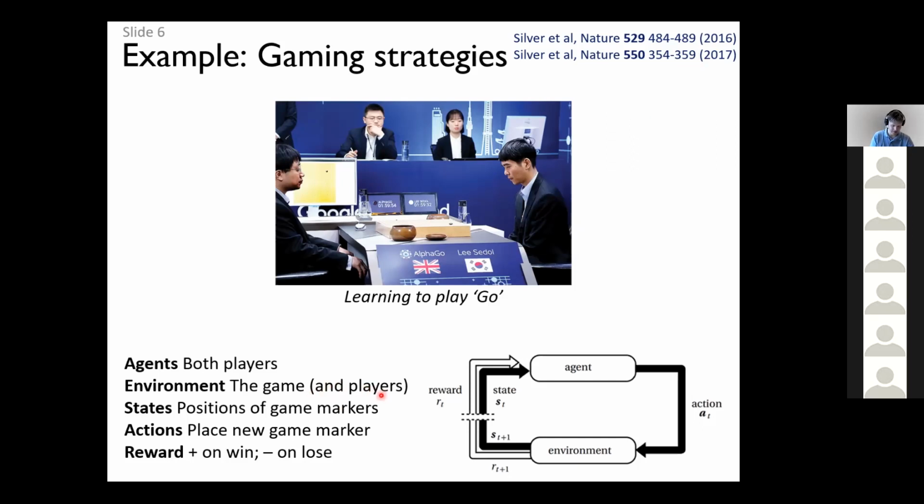So the environment, as in the last example, is the game, and the state is the position of game markers. So it's a quite large game board, so there can be very many states. And the actions is to take a marker and place it on the game board on certain allowed locations. And the reward you use is typically a plus reward if you win and a negative if you lose.